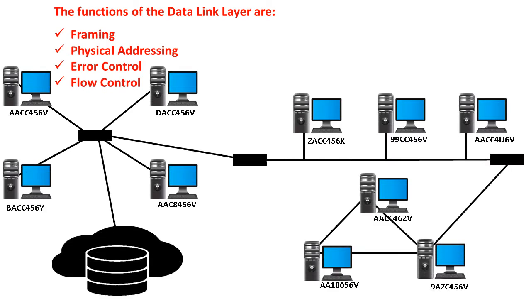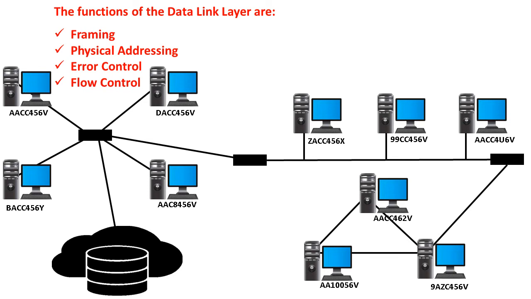Functions of the data link layer. First is framing. Framing is a mechanism where a sender transmits a set of meaningful bits to the receiver, and that can be accomplished by attaching a special bit pattern to the beginning and end of the frame. Another function is physical addressing. The data link layer adds the physical address, that is the MAC address of the sender and the receiver, in the header of each frame just after completing the frame creation process.